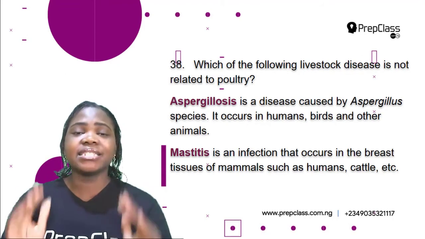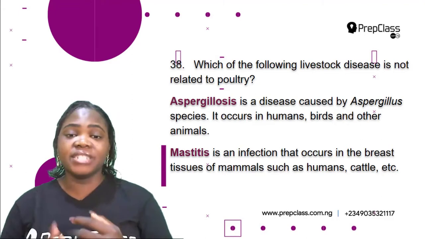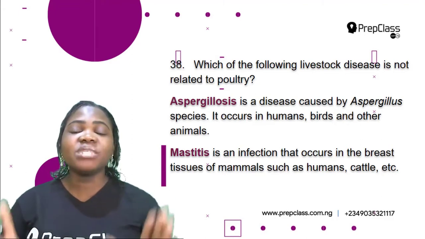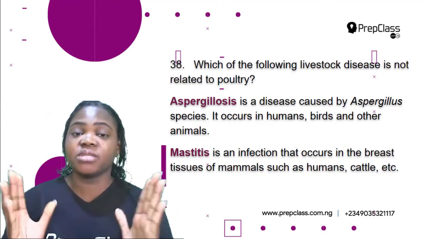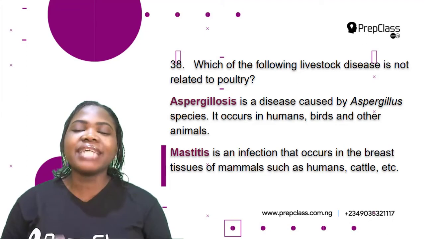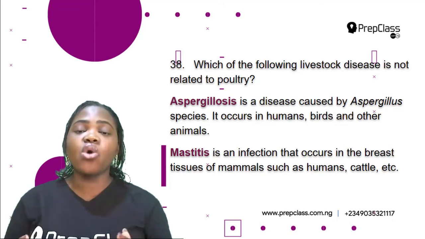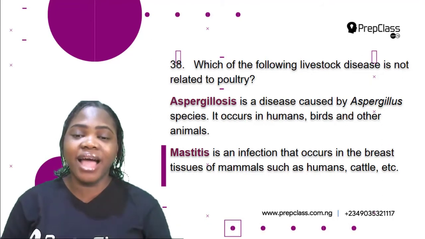Aspergillosis is a disease caused by Aspergillus species. It occurs in humans, birds, and other animals. So this means that aspergillosis is a disease related to poultry because it affects birds, right? Okay, now the next one is mastitis. Mastitis is an infection that occurs in the breast tissues of mammals, such as humans, cattle, and other animals.